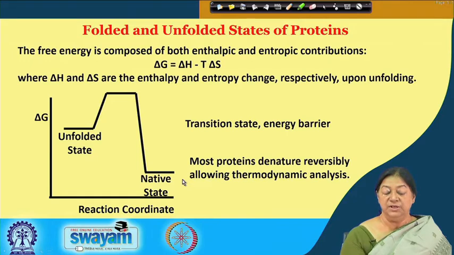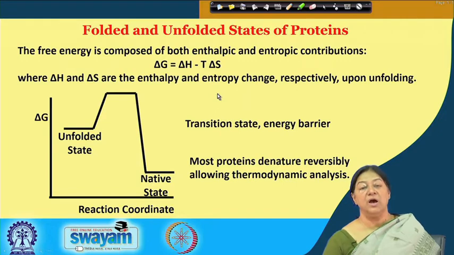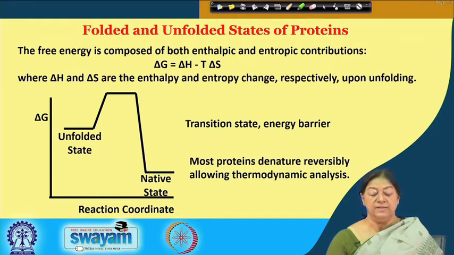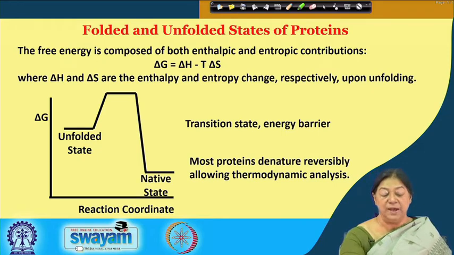Now, going back to our thermodynamics, we know that delta G is equal to delta H minus T delta S. Delta H is the enthalpy change and delta S the entropy change. What kind of an enthalpy change or entropy change are we talking about? This is due to the change upon unfolding. There is a transition state, that is the energy barrier, that is going to take us from the unfolded state to the native state, which is more stable.